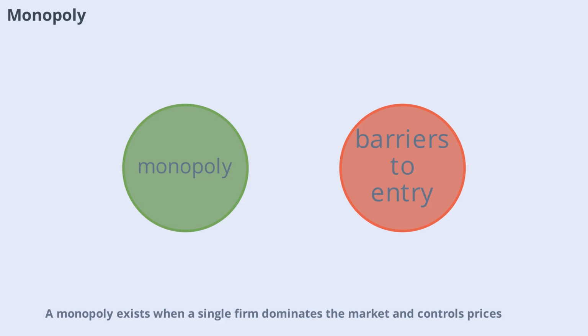Monopoly exists when a single firm dominates the market and controls prices. This can lead to higher prices and reduced output compared to competitive markets. Monopolies may arise due to barriers to entry, such as patents or resource ownership. Understanding monopolies helps policymakers and businesses navigate regulatory environments.